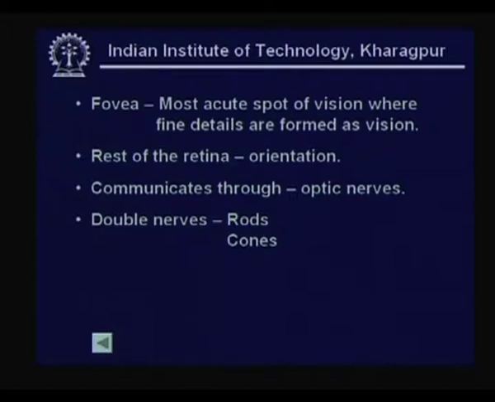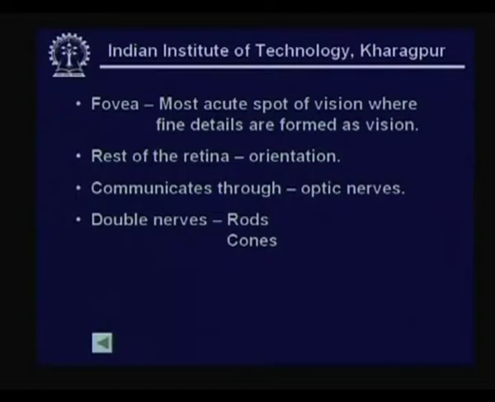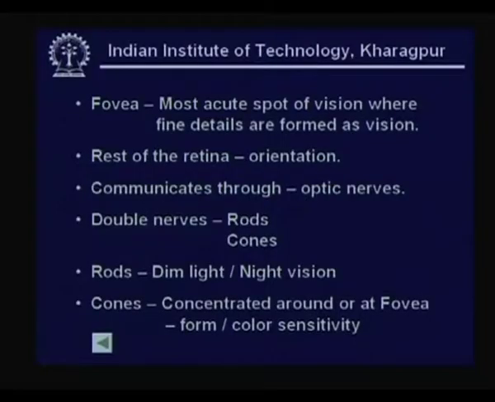Now, there are two sets of nerves. As you know, our eye is comfortably able to take in images in low light as well as high light. It is able to see things at close quarters as well as at far off distance, and this is possible through two sets of nerves, called rods and cones. Rods are a set of nerves that enable us to see in dim light or night vision, whereas cones are concentrated in the central region, which we termed as fovea.